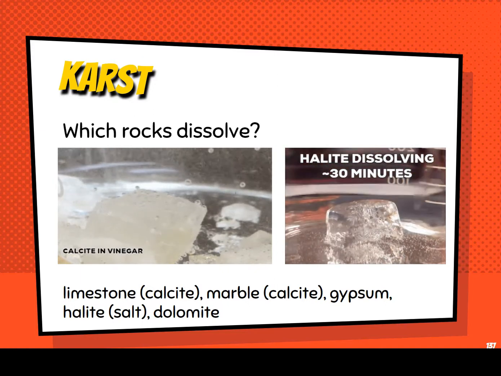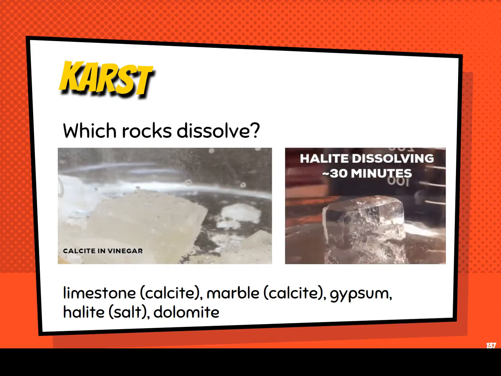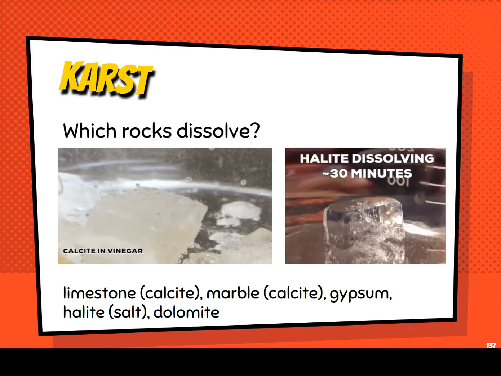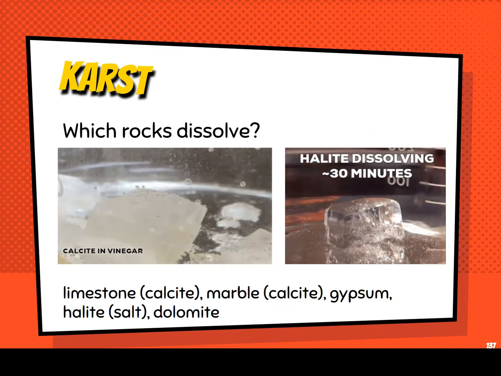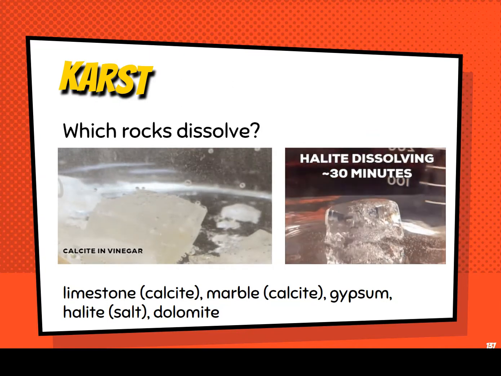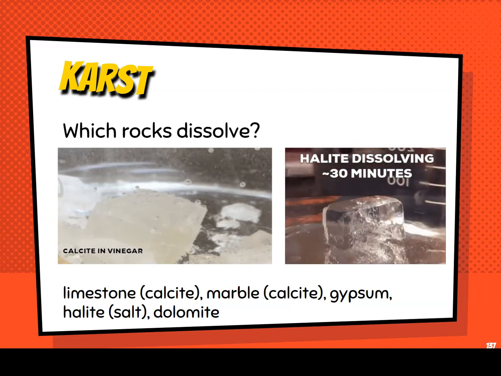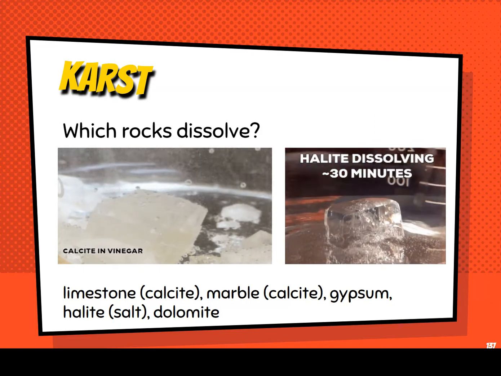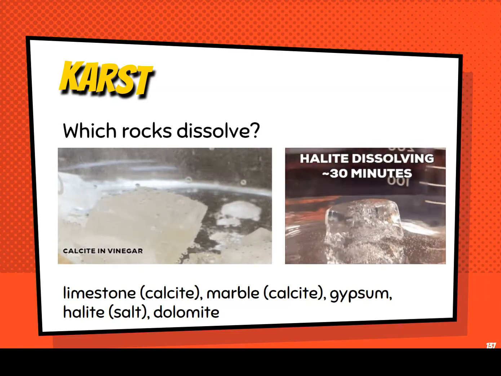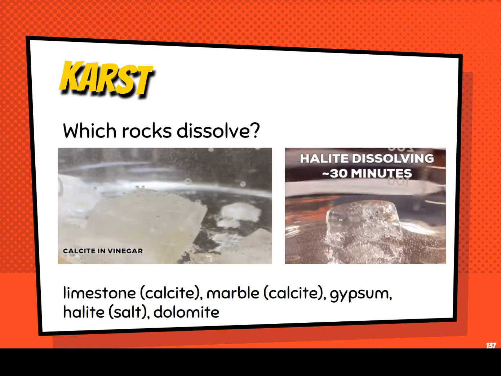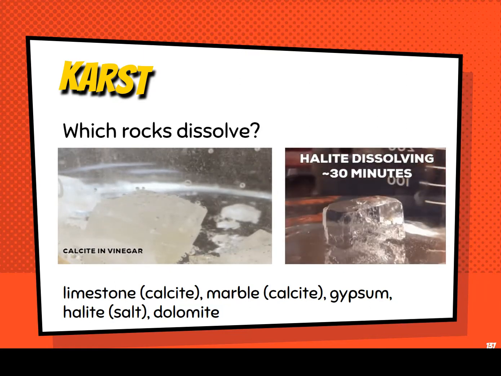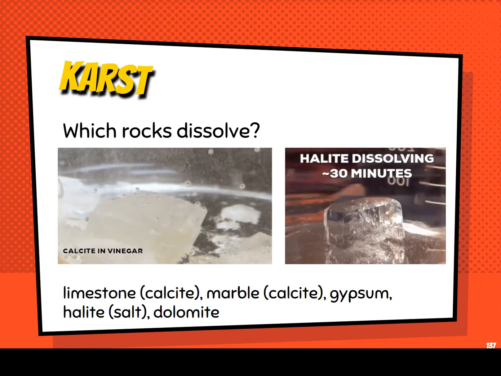And so calcite, like I said, is a big mineral in limestone. It's also one of the major minerals in the rock marble. Marble's a metamorphic rock. The mineral gypsum also dissolves pretty easily in water. Gypsum, you're probably actually surrounded by it right now because that's what drywall is composed of. It's that chalky stuff in your walls. That's a mineral called gypsum.